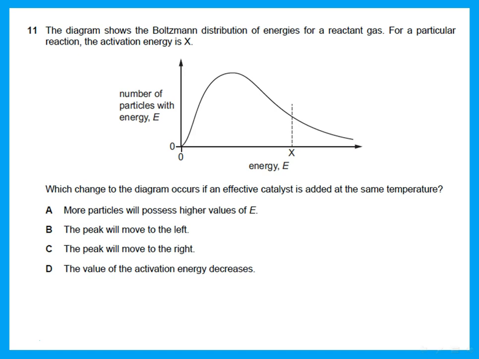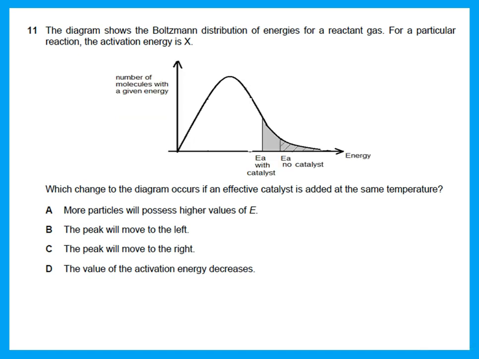Okay. Then he says the diagram shows the Boltzmann distribution of energies of a reactant gas for a particular reaction. The activation energy is X. So X represents the activation energy. Now, which change to the diagram occurs if an effective catalyst is added at the same temperature? Remember, we have the Boltzmann distribution curve. We have to know what happens to it if I use a catalyst and what happens to it if I change the temperature. What happens to it if I add a catalyst?